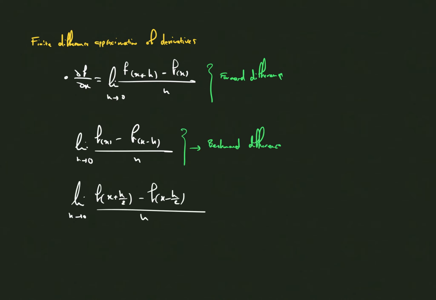Similarly, you have backward difference in which you have x and x minus h instead, and central difference, in which you have x plus half of h and x minus half of h. So this bound is going to be centered around x.